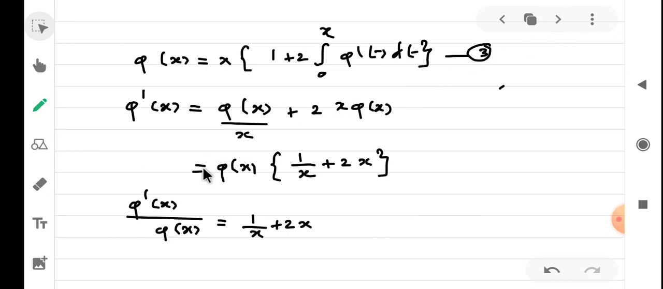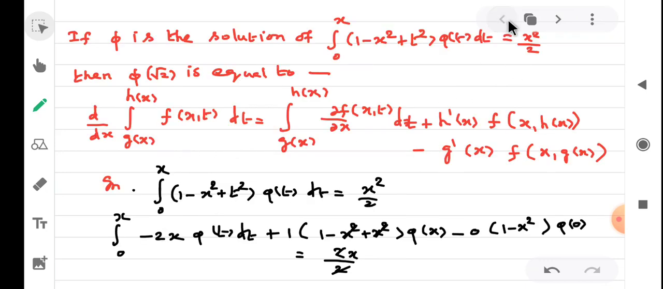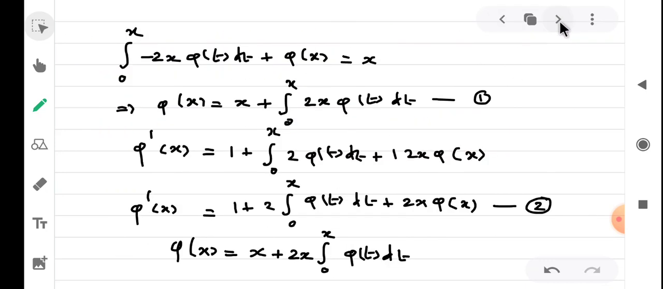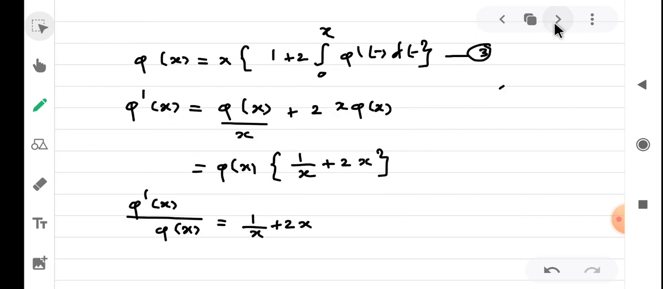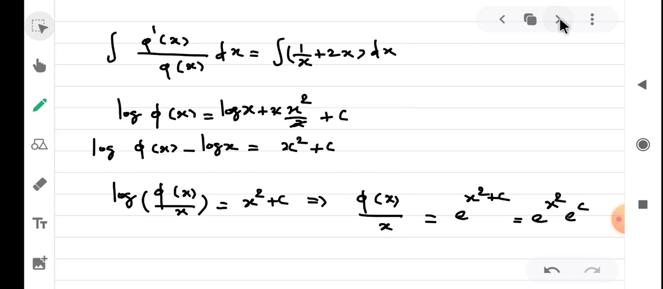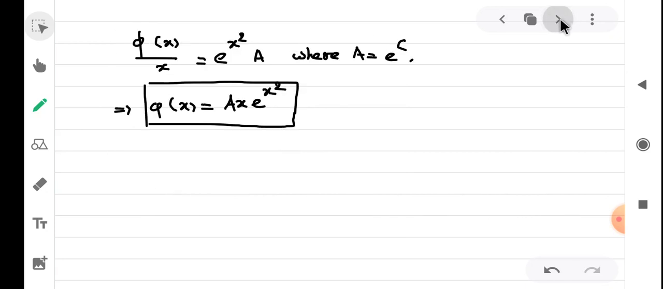Phi dash of x. Here I need to calculate the conditions to find out the value of a. I need to calculate some conditions using phi of 0 and then phi dash of 0, then I have to find out what is a.